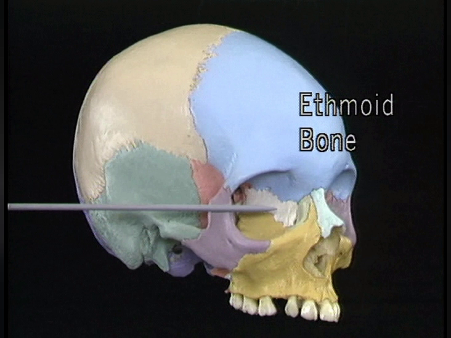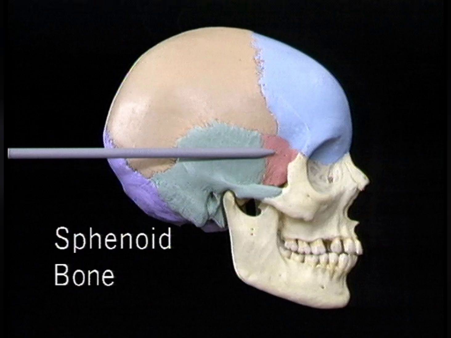Ethmoid bone forms the roof of the nasal cavity. It also forms the medial wall of nose and the lateral wall of nose. And also it forms the medial wall of orbital cavity. Sphenoid bone is located in the base of the skull. It forms the hypophyseal fossa for the pituitary gland and the temporal fossa.